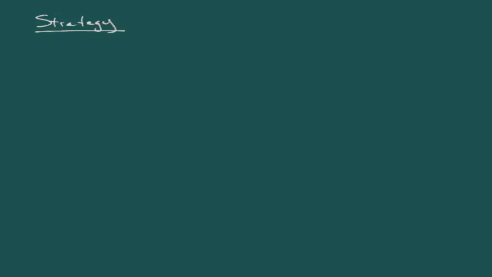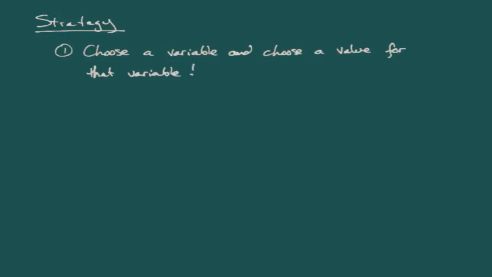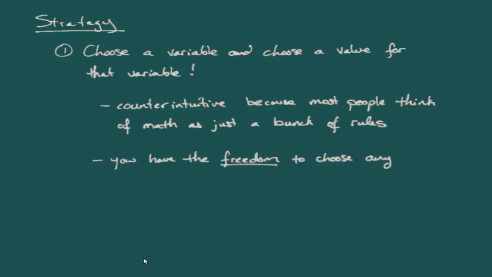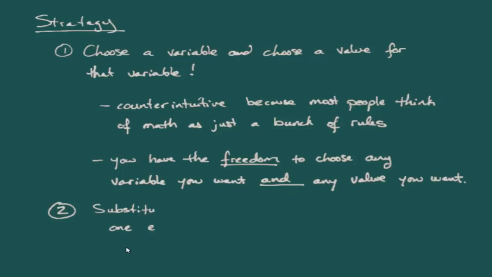Now, our strategy for doing this is, our first step, to choose one of the variables in the equation and to choose a value for that variable. That may seem a little bit strange and counterintuitive for how most people tend to think of mathematics, as just a bunch of rules that people need to follow. In this case, that's not necessarily true. We have the freedom to choose any variable that we want, and any value for that variable that we want.